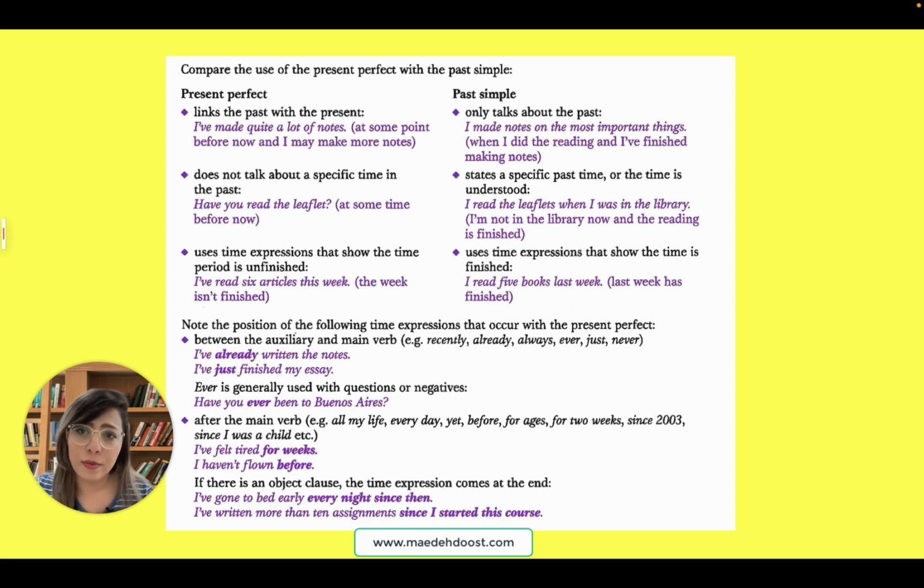But so for example, I've made quite a lot of notes. My notes are here. At some point before now, I may make more notes for the future.